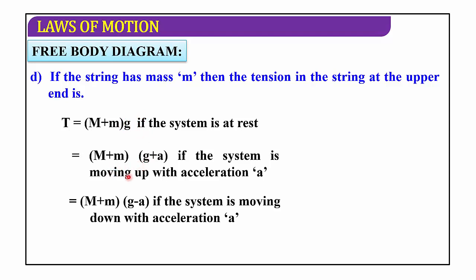Suppose the system is moving in upward direction, moving up with acceleration A. How to write the equation? You can remember this as condition B. The same equation, (M plus m) into (g plus A). It is moving up. When it is moving down, you can write (M plus m), keep as it is, into (g minus A). So these three equations you can write when the string has a certain mass.